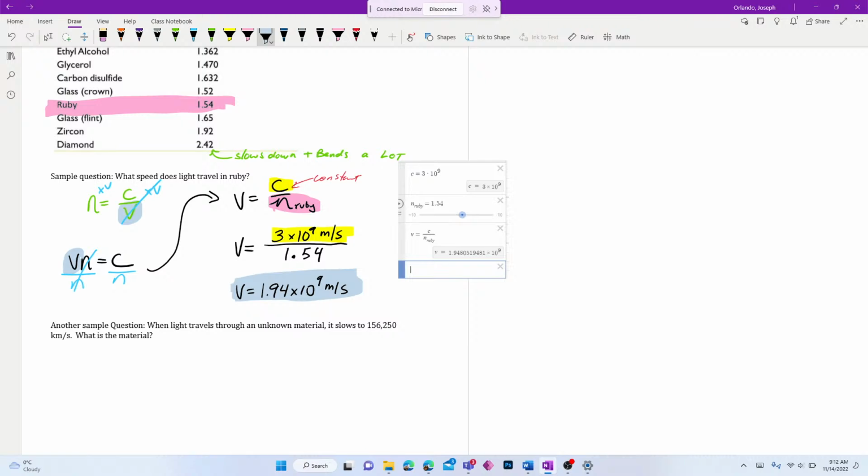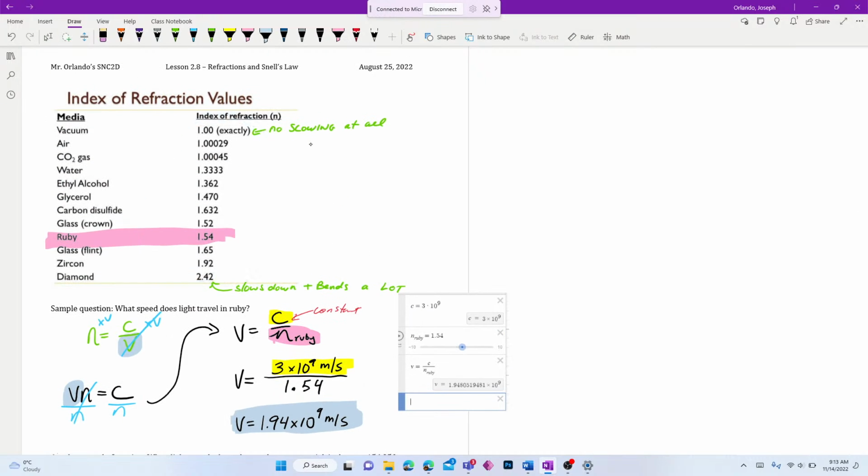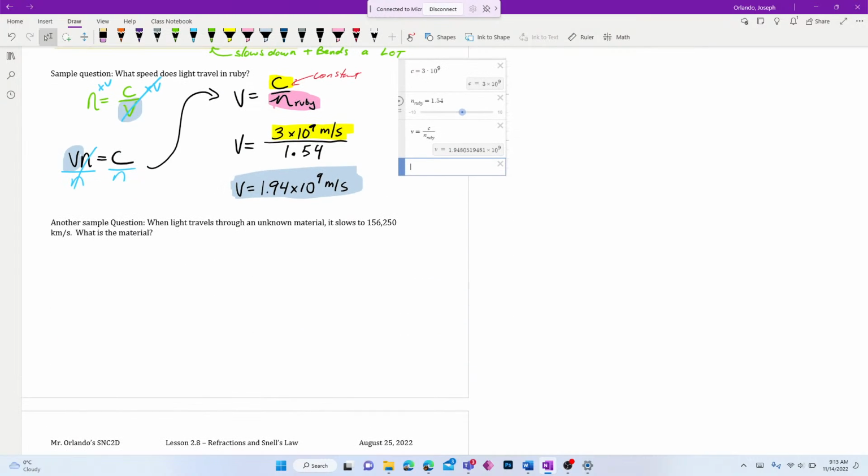Another question. When light travels through an unknown material, it slows to 156,250 kilometers every second. What is the material? How could I figure that out? I want to know which of these materials slows light down to 156,250 kilometers a second. What could I do? Yeah. Well, you have given C and V. Yeah, very good. What we know is we always know C.